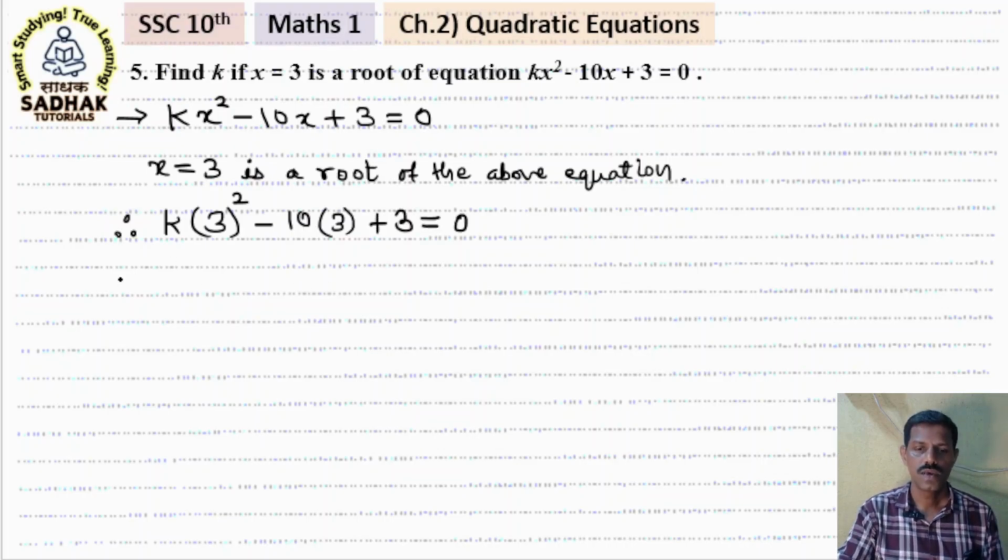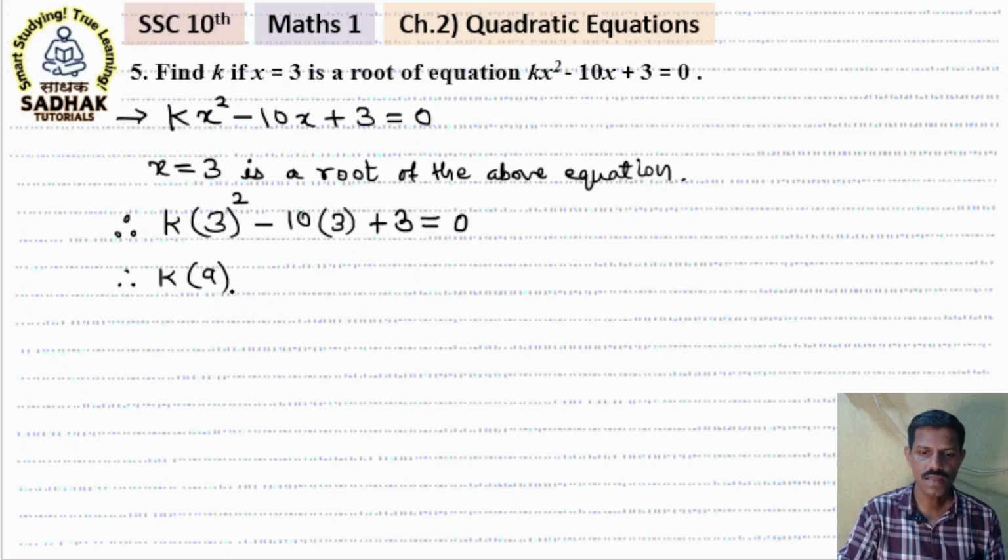So now that will give us k, 3 square is 9, minus 10 multiplied by 3 is 30, plus 3 is equal to 0. So therefore now we can write this k multiplied by 9 is 9k, and minus 30 plus 3 will give us minus 27 is equal to 0.